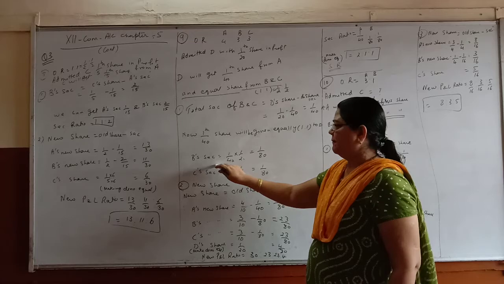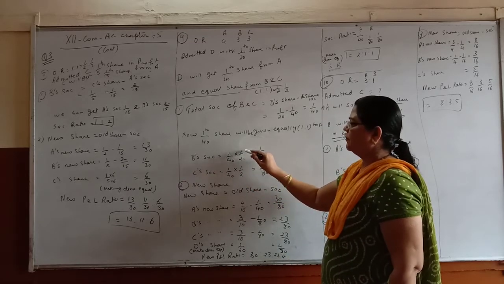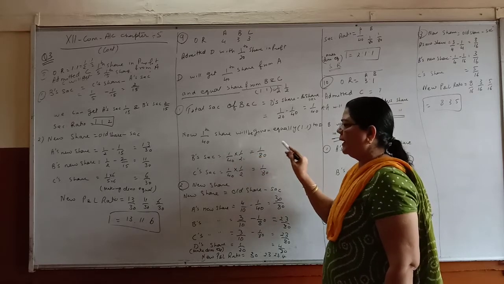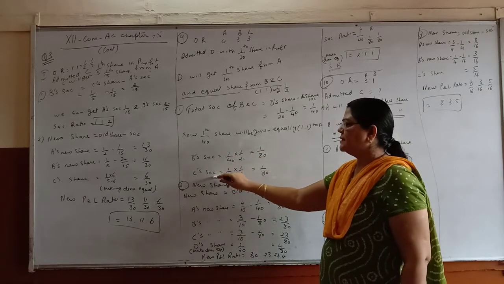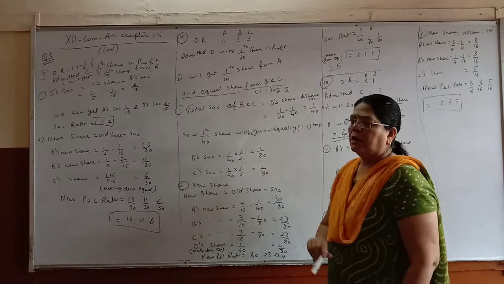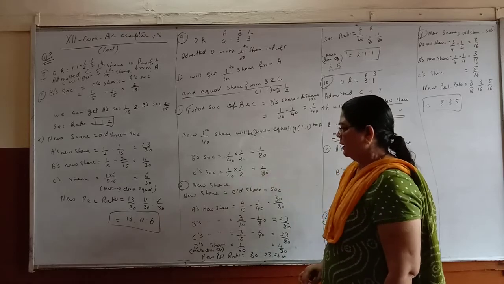So B's sacrifice equals 1 upon 40 multiplied by 1 upon 2. So you will get 1 upon 80. Same way, C's sacrifice is 1 upon 40 and the share, that is half, we will get 1/80.